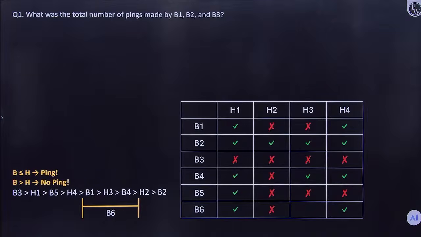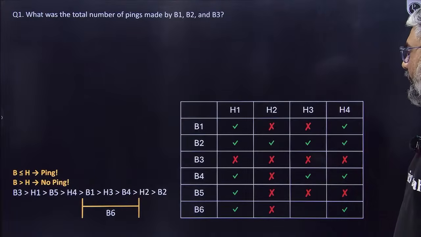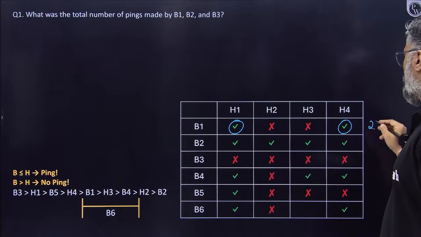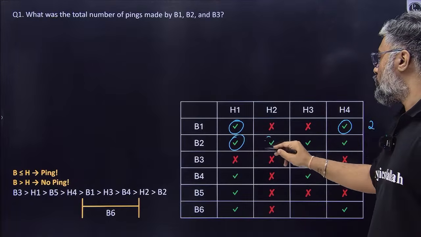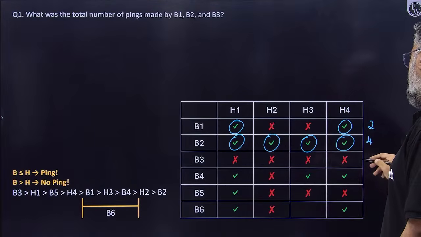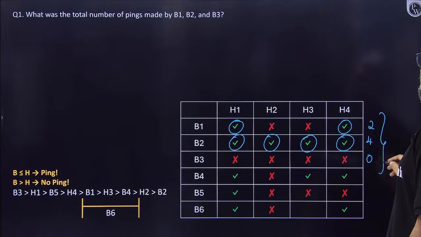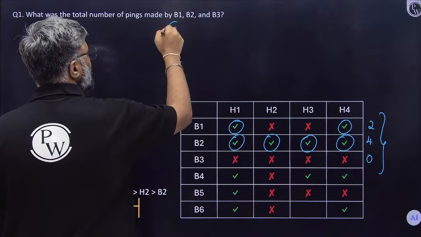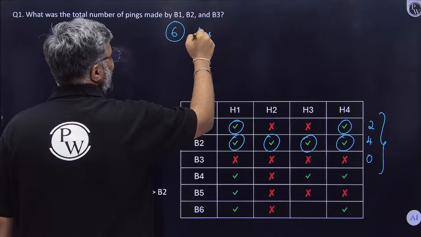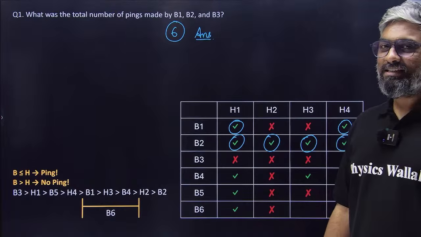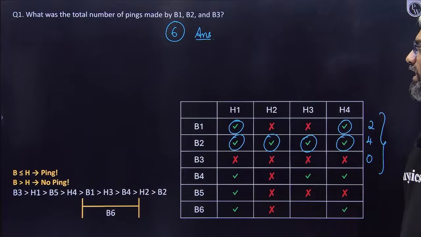Let's go, if you can quickly answer this one. B1, B2, B3, total number of pings. B1, 1, 2. B2, 1, 2, 3, 4. B3, none. So what's the total? 2 plus 4 plus 0 is 6. The answer is 6. Done. Easy 3 marks in our pocket? Yes. Let's go. Next one.